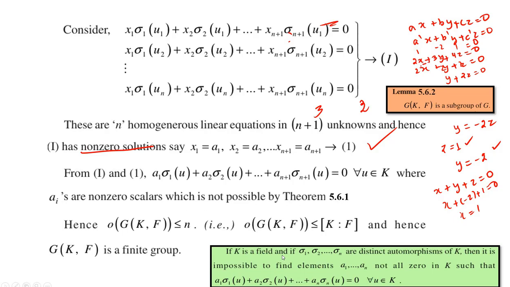This is your theorem 5.6.1. If K is a field, there exist scalars, not all zero, such that this is impossible, we said. That means they are linearly independent. So we get a contradiction to this theorem, and therefore our assumption that order of G(K/F) is greater than n is not correct. At the beginning we assumed order of G(K/F) to be greater than n. So that assumption is wrong. So you have less than or equal to n, and therefore you have this.